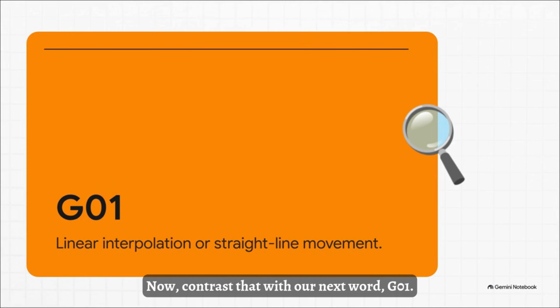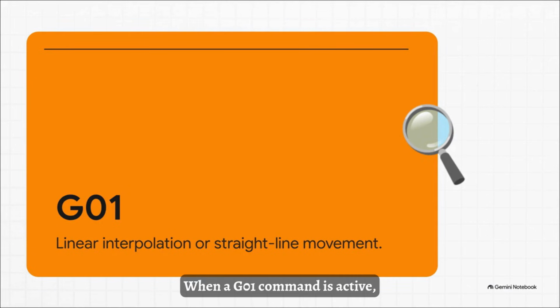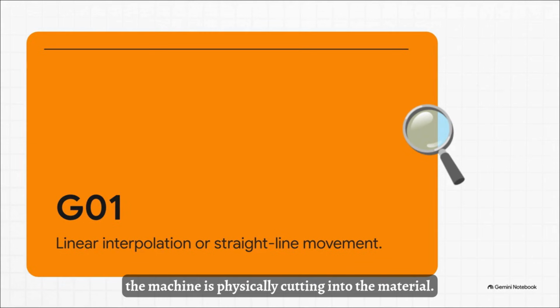Now, contrast that with our next word, G01. This stands for linear interpolation, which is just a fancy way of saying straight line movement. This is the primary action verb of our CNC language. When a G01 command is active, the machine is physically cutting into the material. It's moving at a very specific, controlled speed in a perfectly straight line from point A to point B.